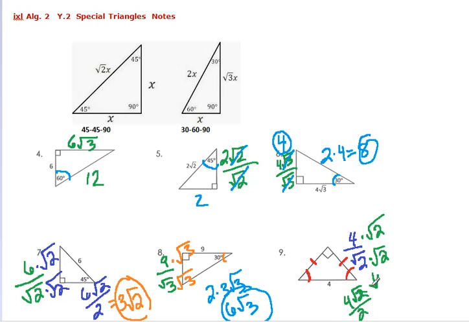That's a 2. And that's going to reduce to 2 times the square root of 2. Let me try that 2 again. Right. So that's what both of those sides should be.